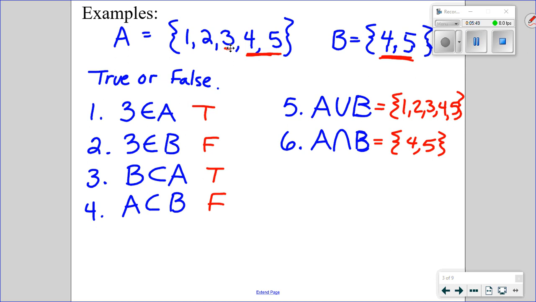I like to think of the union, like in number 5, as you're just bringing the two sets together. You're joining the two sets and basically listing all the elements in both sets. And then for number 6, the intersection, I think of as the overlap. You know, what are the elements that are in both sets?